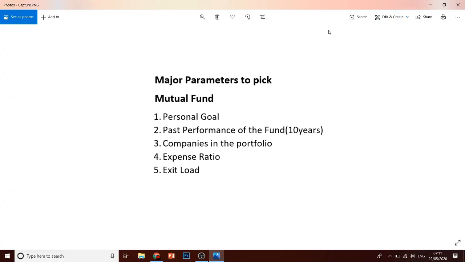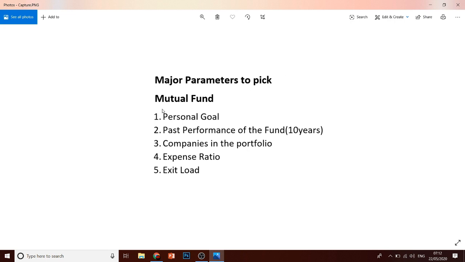So now what we need to know is how to select a fund in which you're confident enough to invest your money. So let's hop onto my laptop and I'll explain to you which are the golden rules and the criteria that you need to keep in mind before investing into a mutual fund. So here are the top 5 parameters that you need to keep in mind before picking any mutual fund.